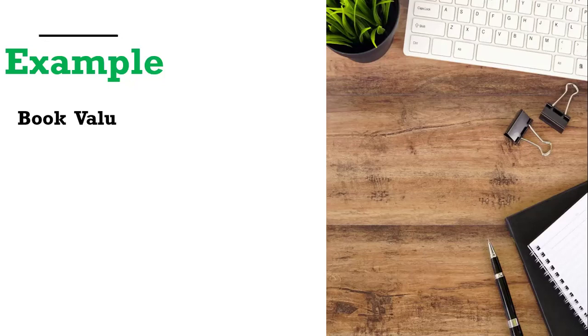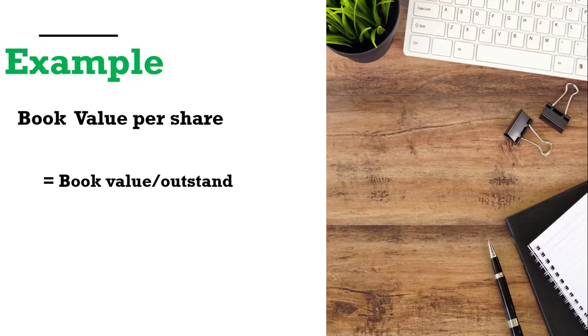Now let's go ahead and calculate the book value per share. To calculate the book value per share, you take the book value itself and divide by the outstanding shares the company has. So you get 100M divided by 10M. You cancel the M and M, and the 0 and 0, so you are left with 10. That is the book value per share.